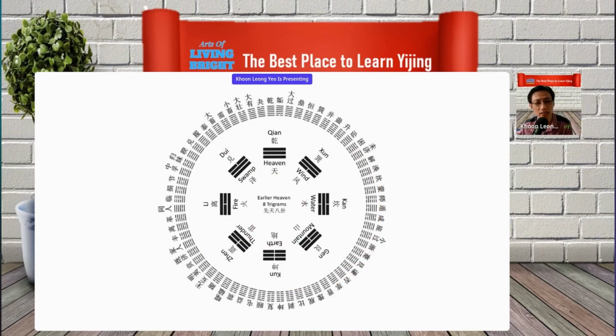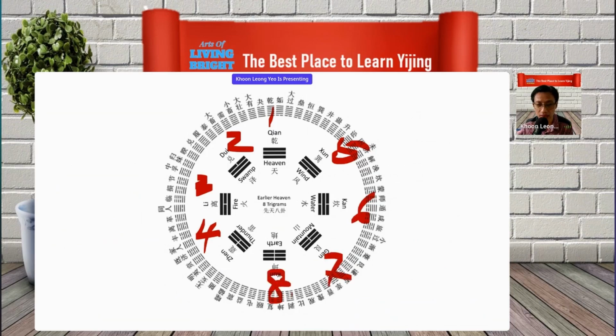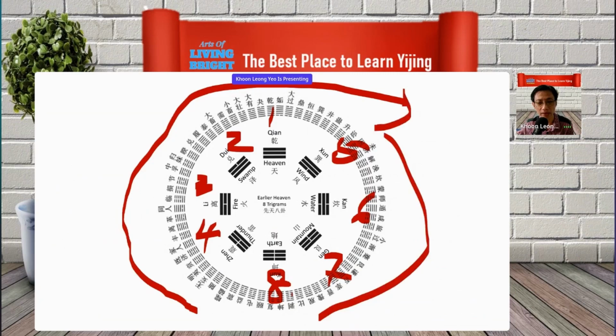Now, although Qian is number 1, 2, 3, 4, 5, 6, 7, 8, this is the numbering according to the earlier heaven 8 trigrams. But we know, just now we already said 数往则顺, so it means that even though the number ordering is like that, when timing goes, it is always going in this direction, in a cycle.